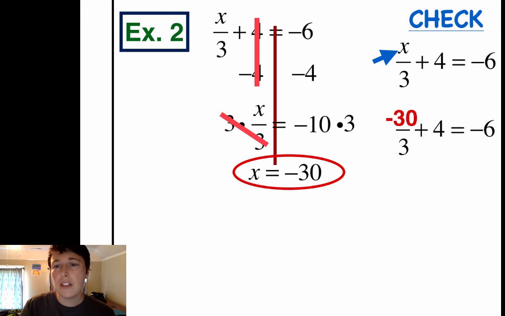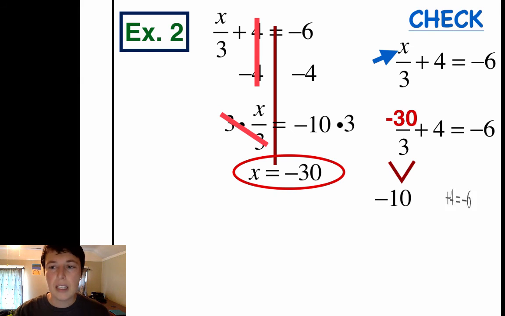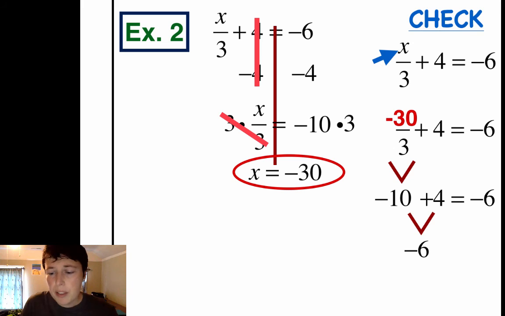Now fractions mean divide, so what is 30 divided by 3? It'd be 10, and in this case it'd be a negative 10. And then we're going to have plus 4 equals negative 6. We'll combine that together. Negative 10 plus 4 is negative 6, and it equals negative 6, so there's our check mark. That means our answer is correct. We did all the right work.